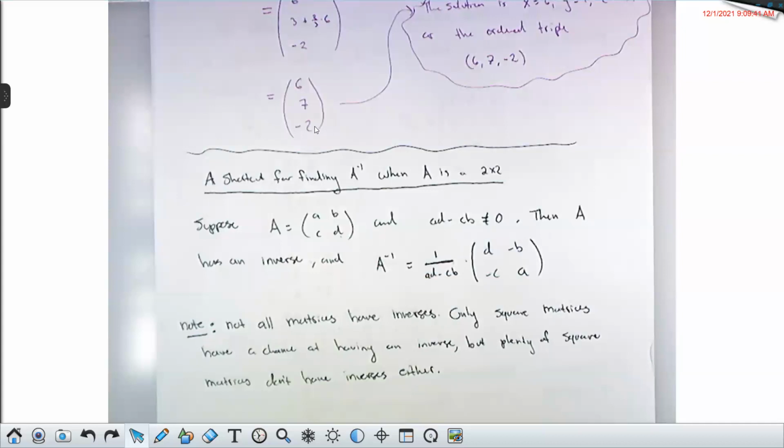Matrices which do have an inverse are called invertible. And invertible matrices are the matrices we like to mess with, given the choice. But plenty of matrices do not have an inverse.